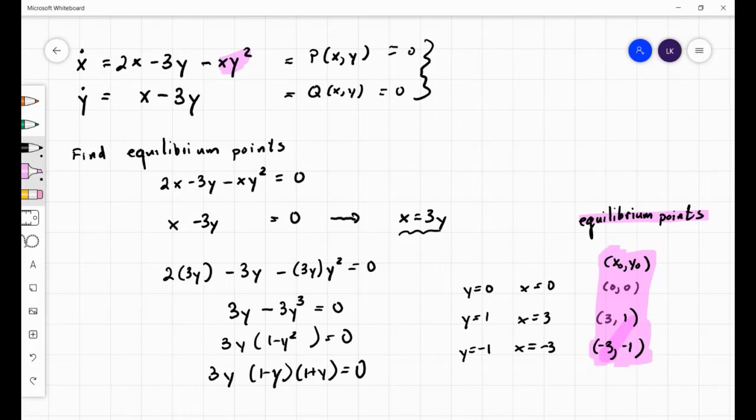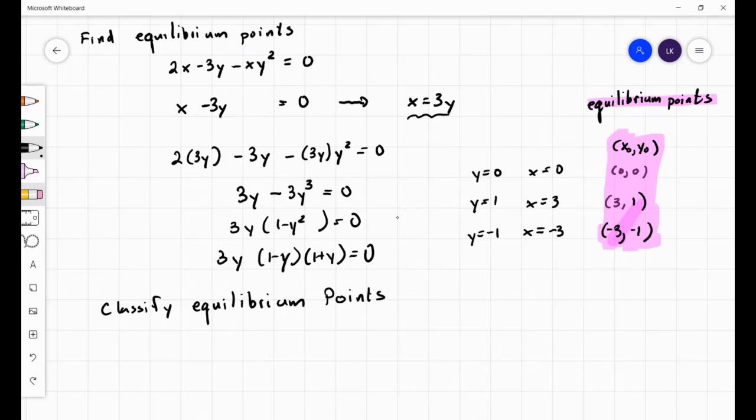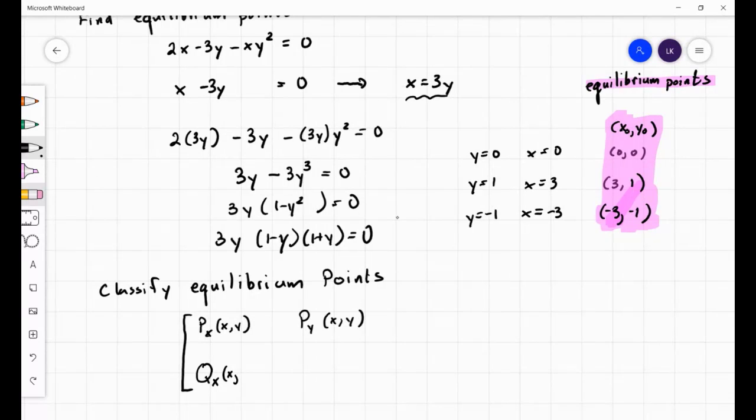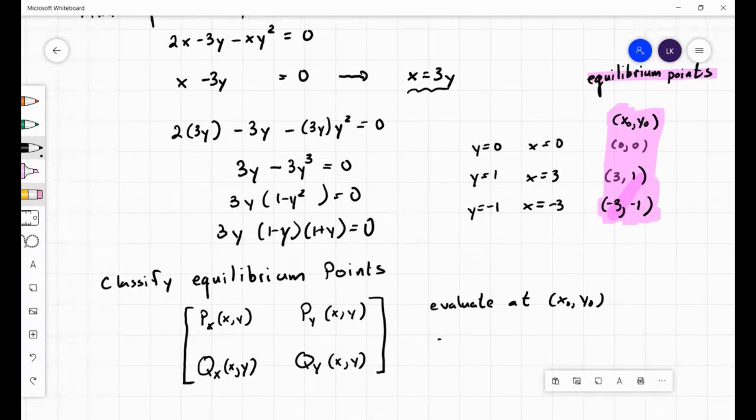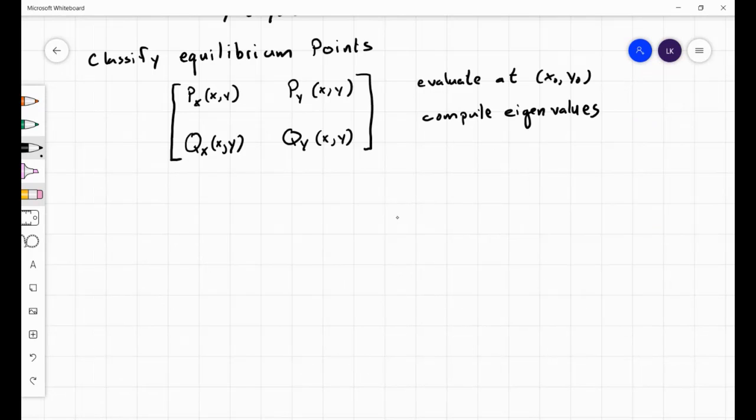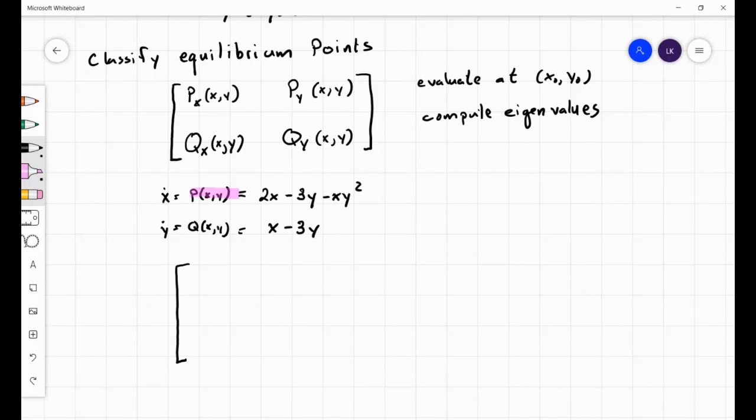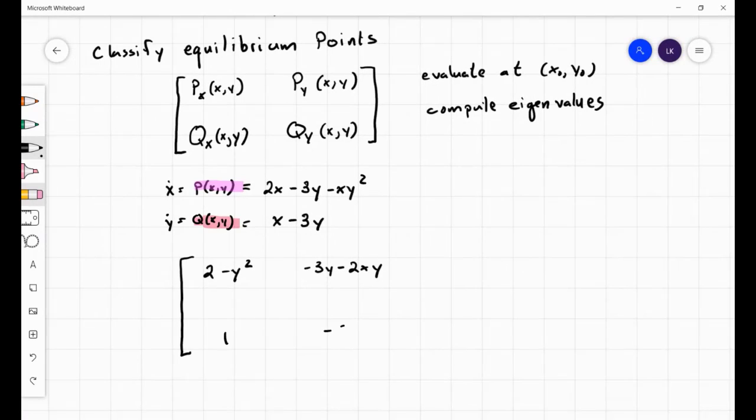Next we're going to classify these 3 equilibrium points. Towards that end, we're going to compute this matrix, which is the derivative of p with respect to x, derivative of p with respect to y, derivative of q with respect to x, derivative of q with respect to y. We're going to evaluate at each equilibrium point and compute eigenvalues there. Remind ourselves of the system. Now we're going to create our matrix. We differentiate p with respect to x and y, then differentiate q with respect to x, then with respect to y. Now we can start listing our equilibrium points.